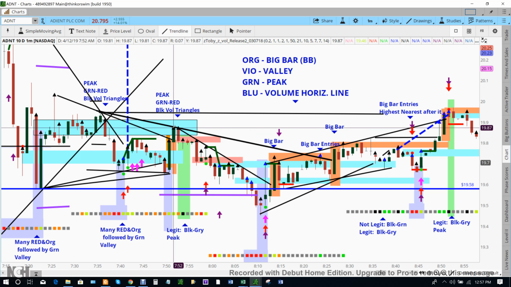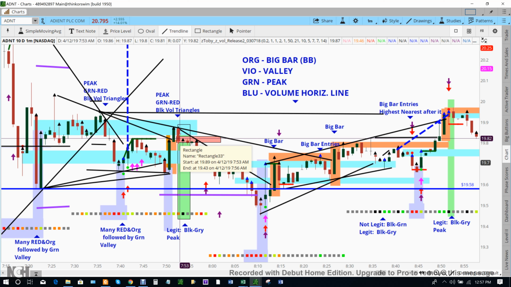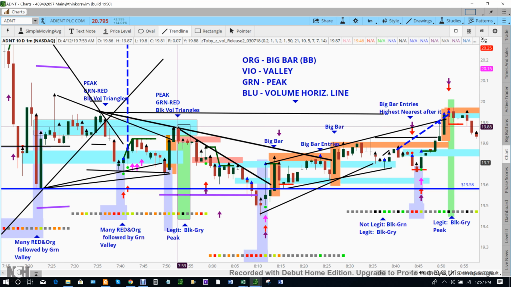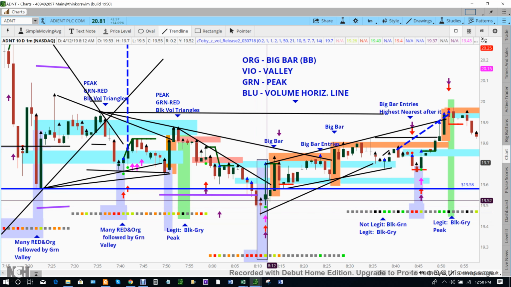Sometimes you have a green bar with no triangle on it. But then the red bar has an intermediate or blue volume. Blue volumes are the best, but at any rate, this is a green and then red, which is a peak. And then opposite, if you have a green and a red, that's a valley.